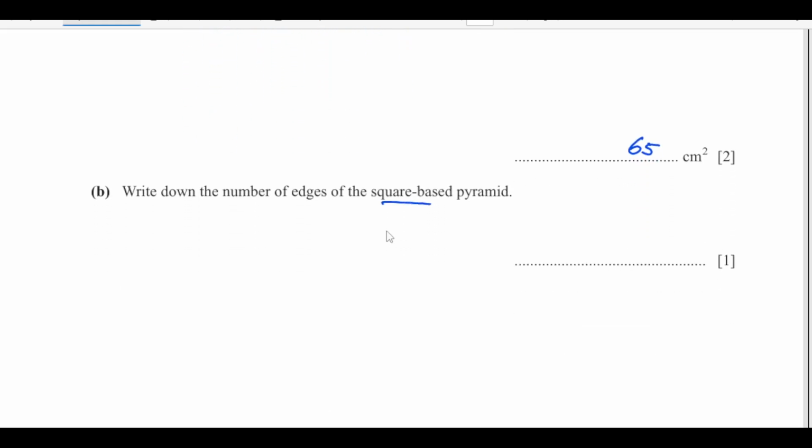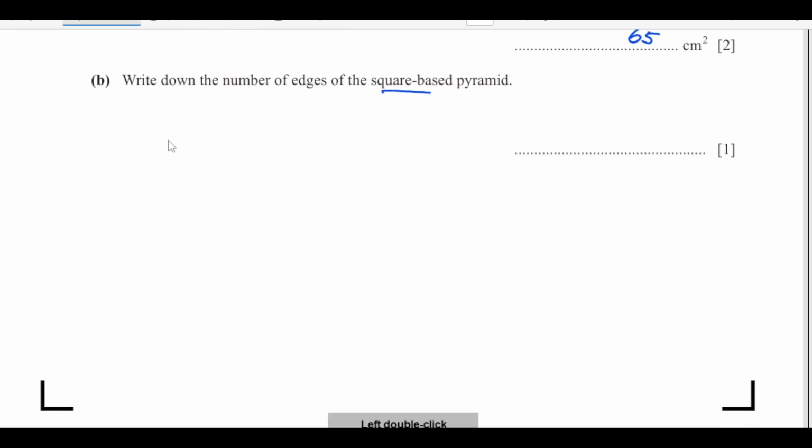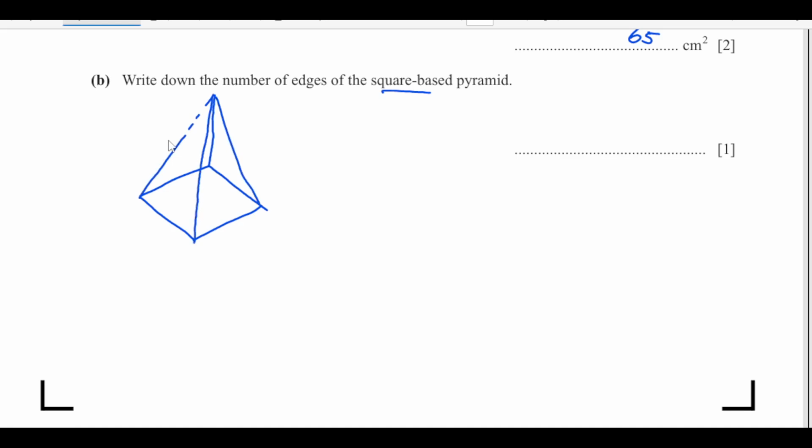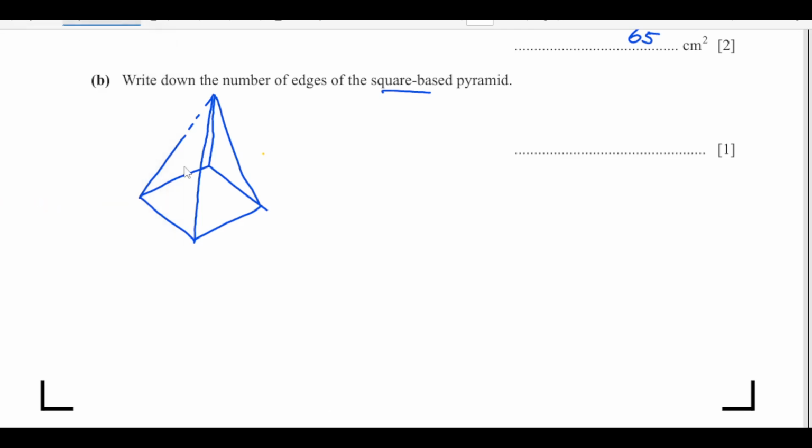Write down the number of edges of the square based pyramid. Number of edges. So edges are where all these surfaces meet. So actually this is going to be like this. Let me just draw a rough diagram. This is going to be like this, right? So now we will count the edges. So edges are going to be here. This is 1, 2, 3, 4, 5, 6, 7 and 8. All these are the edges. Okay.